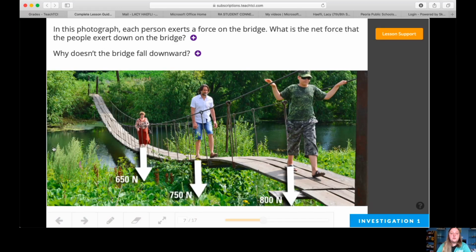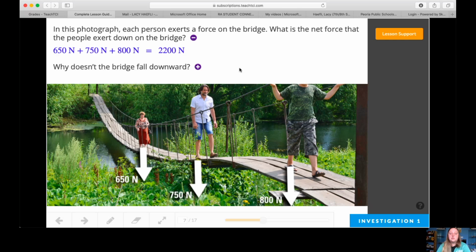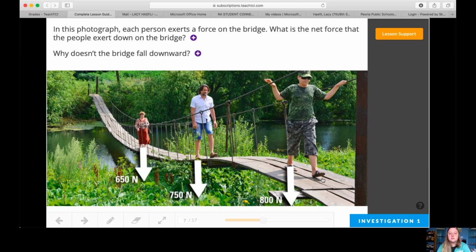Okay. In this photograph, each person exerts a force on the bridge. What is the net force that the people exert down on the bridge? So again, we would add each of our forces. So 650 newtons plus 750 newtons plus 800 newtons. And we would get a total of 2,200 newtons. But why isn't the bridge falling down? If there's plenty of force acting down on the bridge, why doesn't it fall down?